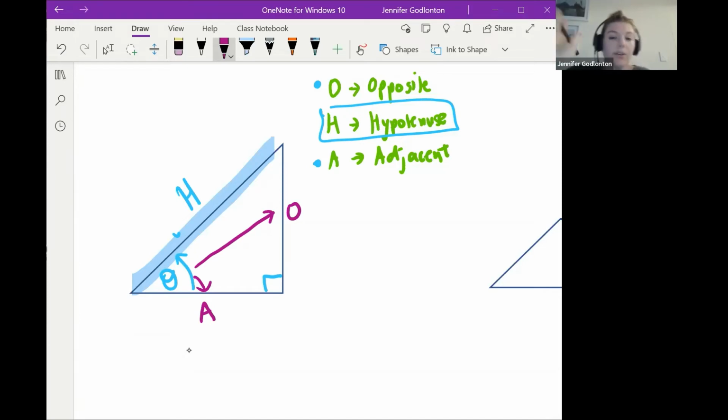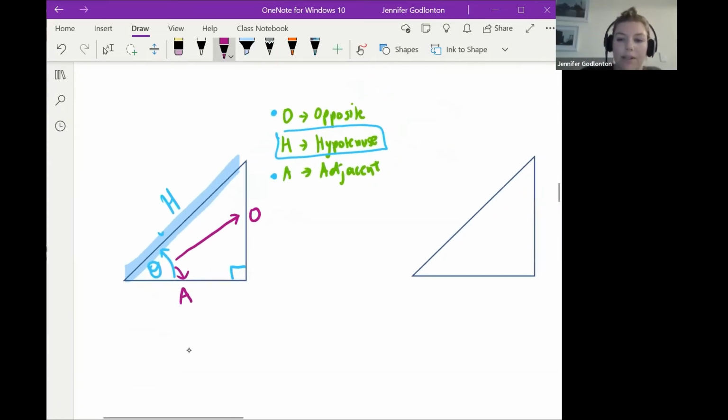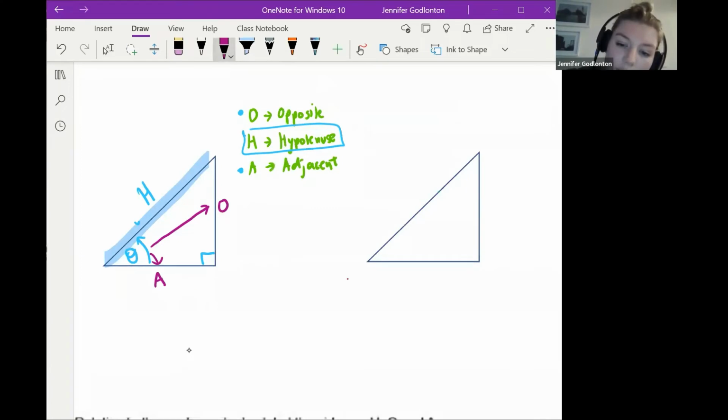Okay, and that changes depending on where theta is. So our hypotenuse is always going to be our hypotenuse, and then our A and O are going to be dependent on wherever theta is. So let's try and put theta in a different position. So I'm going to write A, B, C. That's my triangle. This is my right angle. And I'm going to ask you which side, so AB, AC, or BC, is my hypotenuse. Which is my hypotenuse?